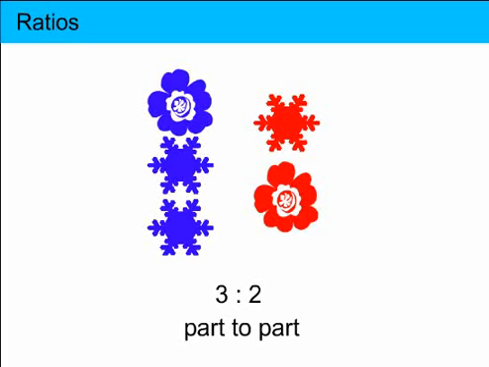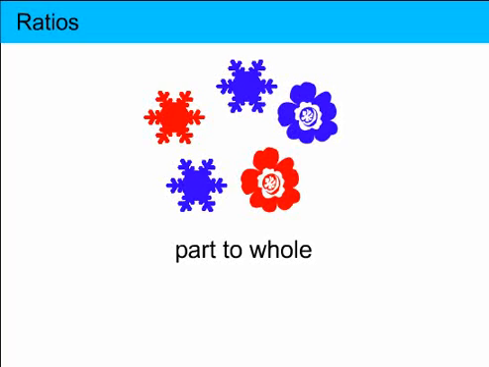But you can also compare a part to a whole, so we can compare the number of snowflakes to the total number of items in the set. So in this case, we have 3 snowflakes. We've got 5 items altogether. So we would say that the ratio is 3 to 5.